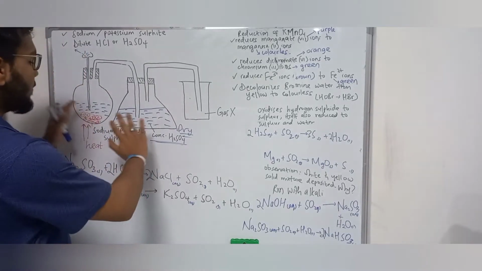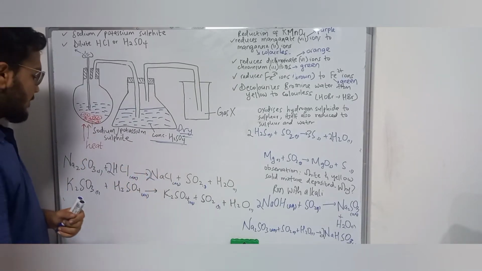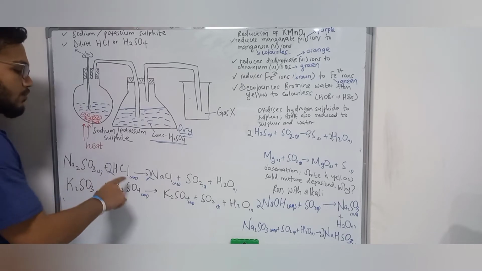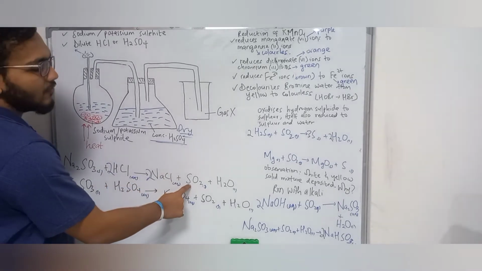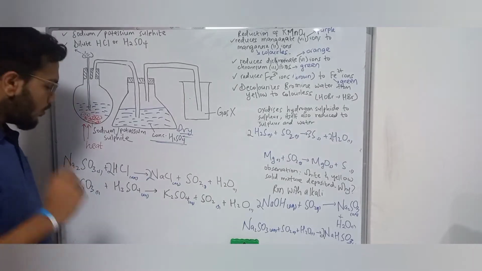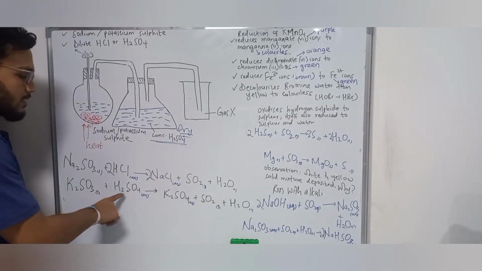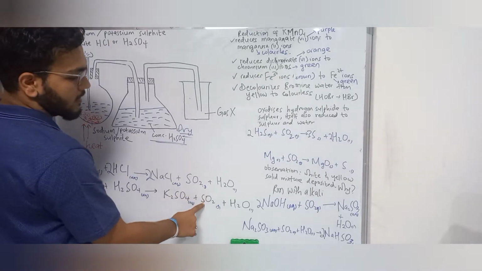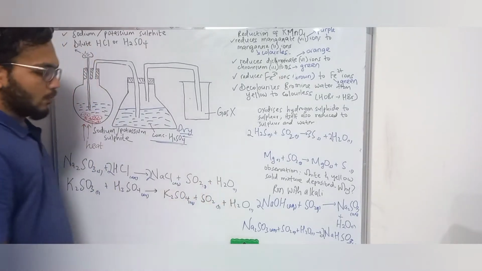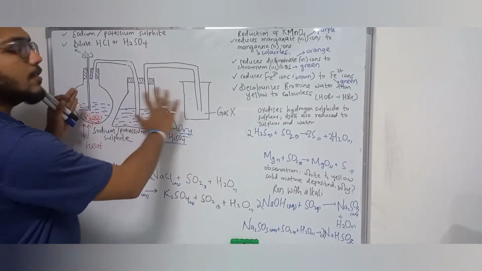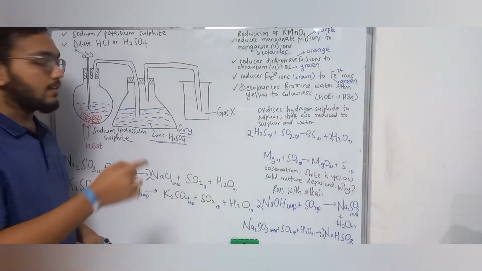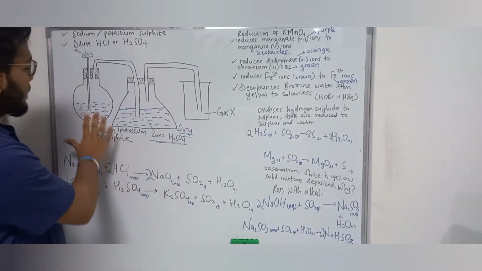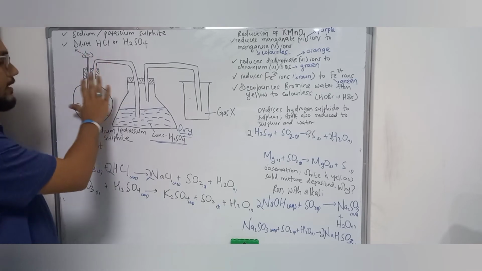Now we have taken two examples here. Either sodium sulfite plus dilute HCl to give you sodium chloride plus sulfur oxide plus water, or potassium sulfite plus dilute H2SO4 to form potassium sulfate plus SO2 gas plus water. Now the setup, as you can see, is the same as in the first preparation. The only thing that's changing is the reactants here.